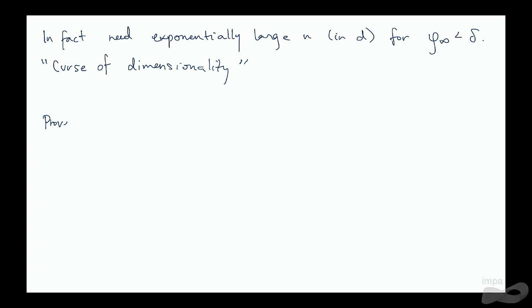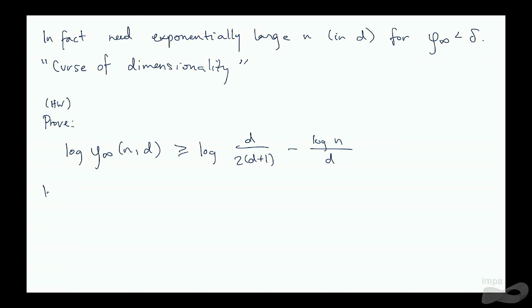One can prove, okay, this is homework, that if you look at log of this distance measure, it's greater than log d over 2d plus 1 minus log n to the over d, which implies you need n to be bigger than 1 over delta to the d to ensure that this distance measure is less than delta. So this says you need a really, really big number of data points if you want to cover the space.